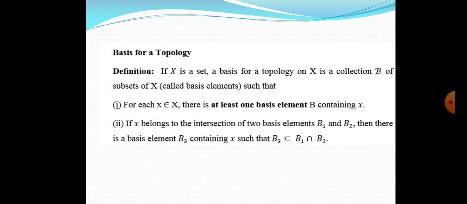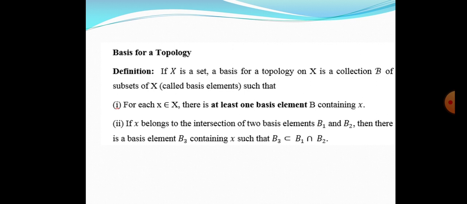The second condition is if x belongs to the intersection of two basis elements B1 and B2, then there is a basis element B3 containing small x such that capital B3 is a subset of B1 intersection B2. If these two conditions are satisfied, it is called a basis.